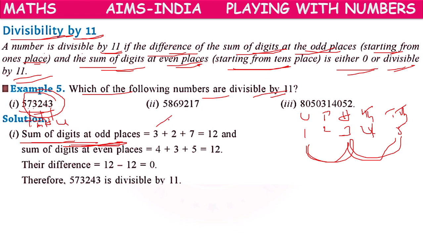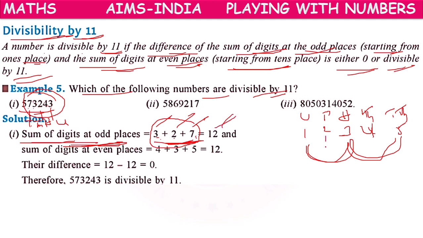In the units place we have 3. In the hundreds place we have 2. In the 10,000s place we have 7. So for the digits in the odd places, we have to take their sum. 3 plus 2 is 5, 5 plus 7 is 12.